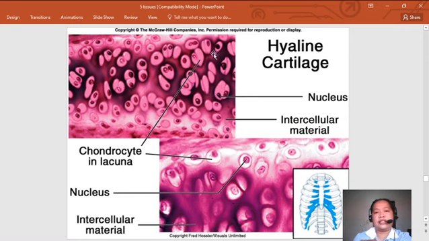So the hyaline cartilage. The chondrocyte in lacuna.